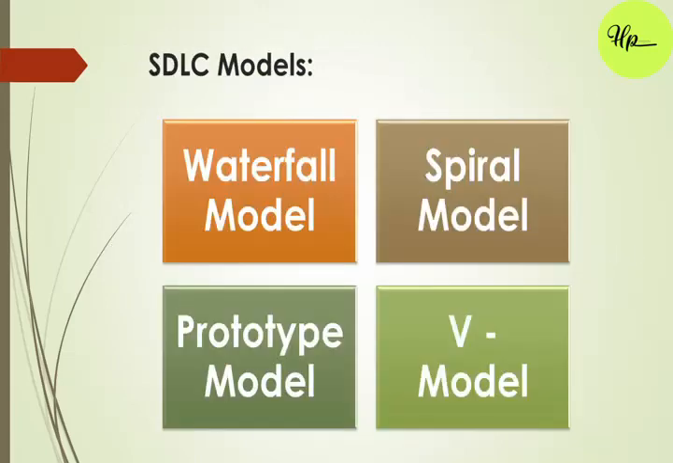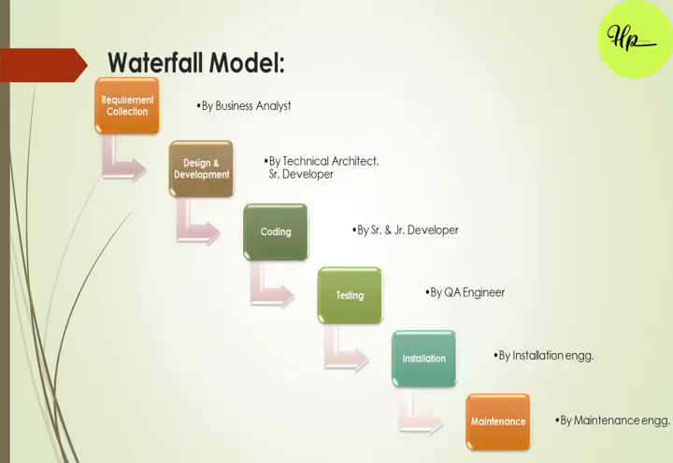Here are various SDLC models: waterfall model, spiral model, prototype model, iterative model, and V model. Our first SDLC model is the waterfall model. The waterfall model was the first process model to be introduced. It is also referred to as a linear sequential life cycle model. It is very simple to understand and use.